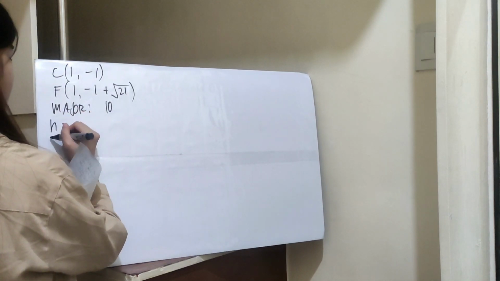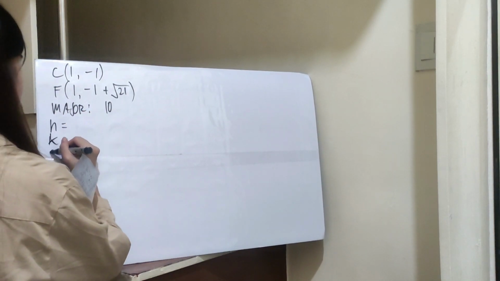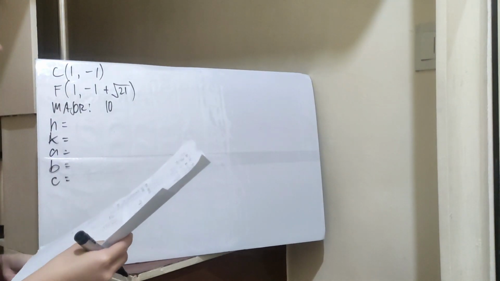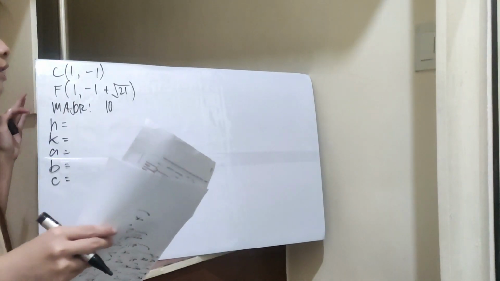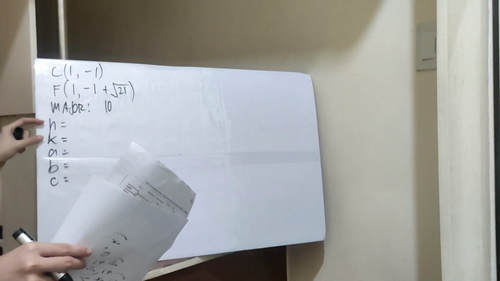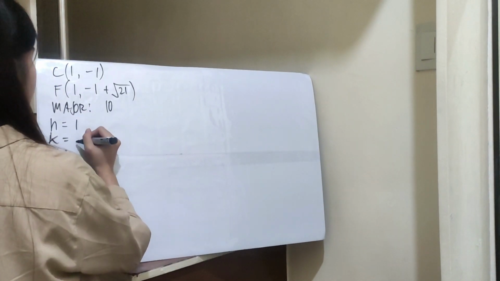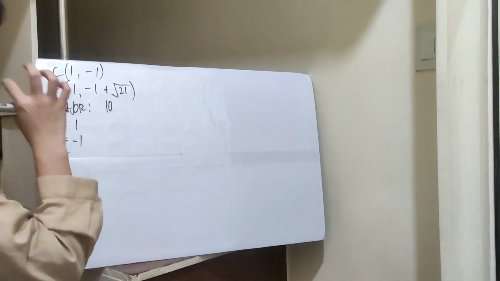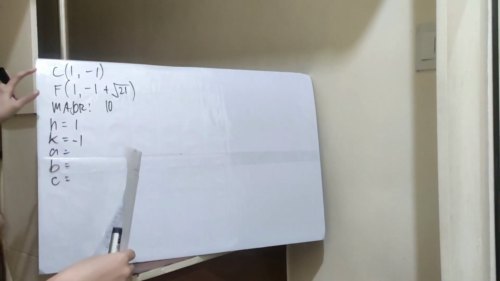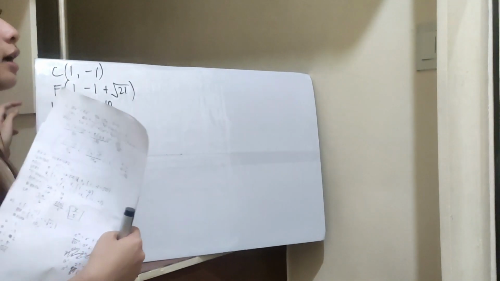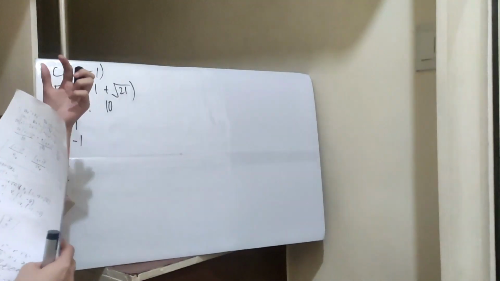So first thing we need to do is find the values of h, k, a, b, and c. So in the given, we can already find the values of h and k since we have our center. So our h is 1 and then our k is negative 1. So in the given properties, we have foci, and what we can find in our foci is the c.